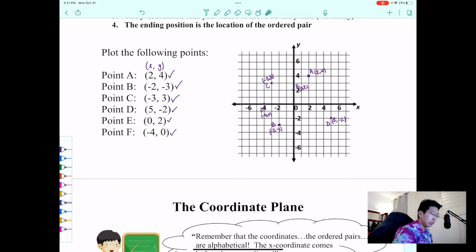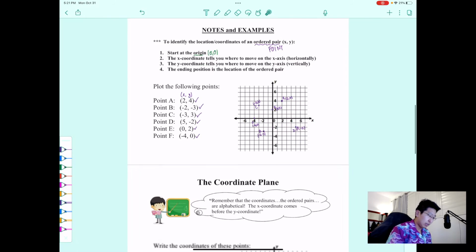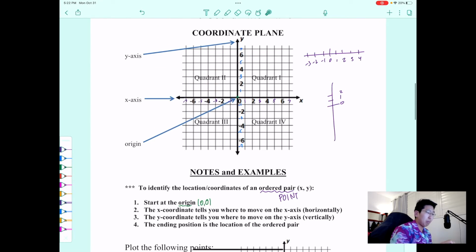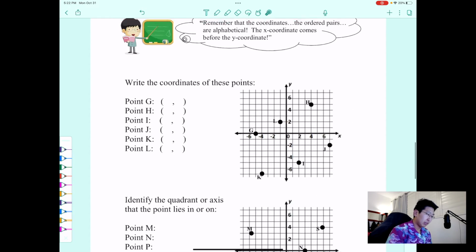Done. And so I went ahead and plotted all of these points, A, B, where's B? Right here. C is (-3, 3), so -3 on the x-axis, 3 on the y-axis, (5, -2), sorry, that's negative, (5, -2), (0, 2), and (-4, 0), stays there. All right. Okay, let's move on. So this is just basically how do we plot points on this thing called a coordinate plane?